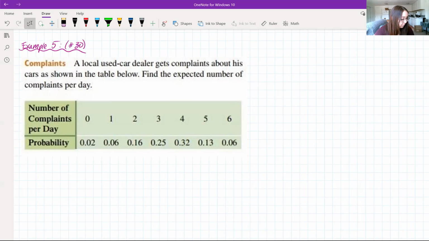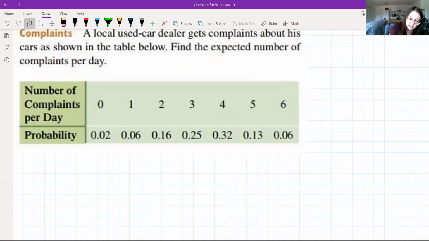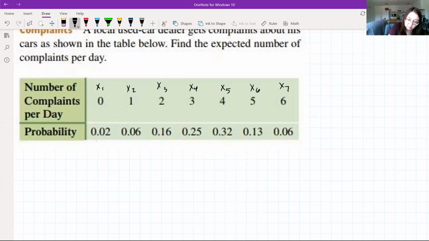But what we're going to do is just use our expected value equation. So we see here 0 is pretty much x sub 1. 1 is pretty much x sub 2. 2 is pretty much x sub 3. 3 is pretty much x sub 4. 4 is x sub 5, and then x sub 6 and x sub 7. So this means that these probabilities are p sub 1, p sub 2, p sub 3, p sub 4, p sub 5, p sub 6, and p sub 7. And now we just get to use our original formula for expected value.